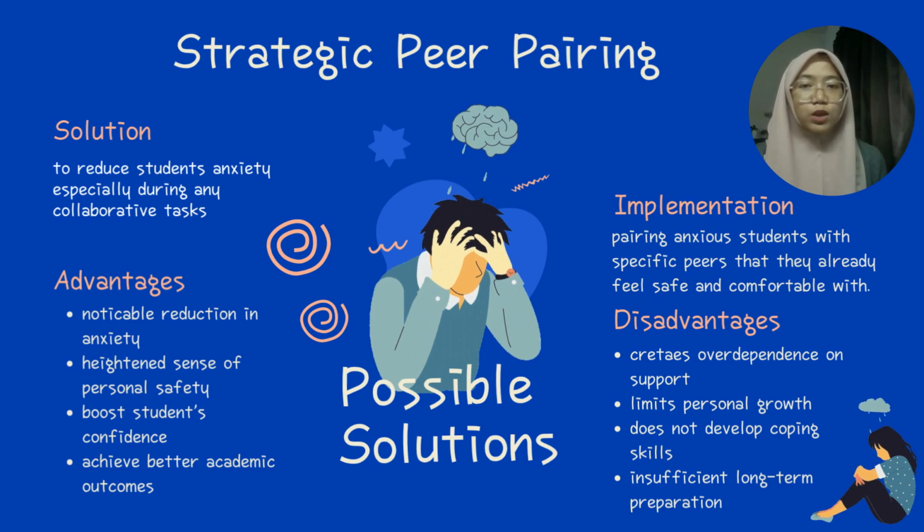Next, I will explain our first possible solution, which is strategic peer pairing. This solution aims to reduce student anxiety, especially during collaborative tasks. It involves pairing anxious students with classmates that they already feel safe and comfortable working with, such as same gender members. By doing this, teachers can create a more supportive learning environment where students feel less stressed.